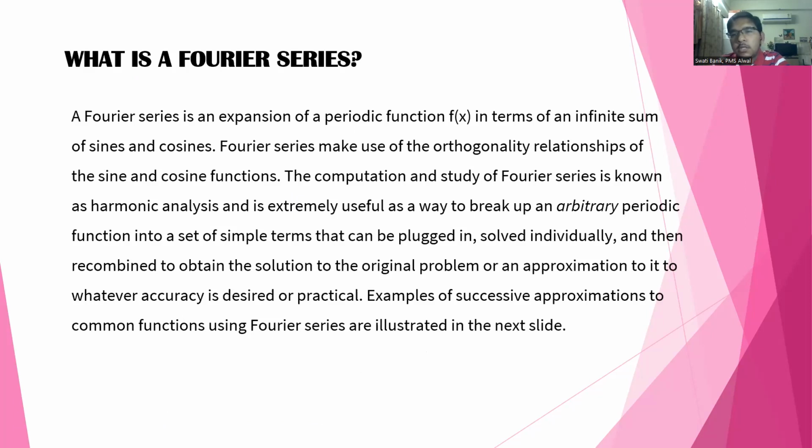So to begin with, let us discuss what is a Fourier series. A Fourier series is an expansion of a periodic function f(x) in terms of an infinite sum of sines and cosines. Fourier series make use of orthogonality relationships of the sine and cosine functions. The computation and study of Fourier series is known as harmonic analysis and is extremely useful as a way to break up an arbitrary periodic function into a set of simple terms that can be plugged in, solved individually, and then recombined to obtain the solution to the original problem or an approximation to it to whatever accuracy is desired or practical. Examples of such approximations to common functions using Fourier series are illustrated in the next slide.